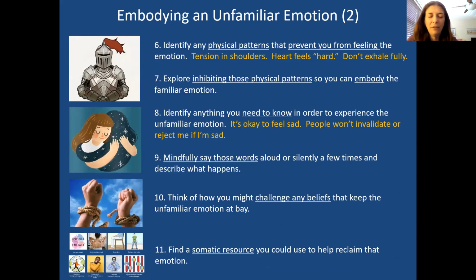I'm remembering being invalidated for being sad. So maybe I notice things such as tension in my shoulders, or my heart feels hard, or I don't exhale fully, my breath is shallow. Things like that perhaps prevent me from feeling that unacceptable emotion. So now what could I do? Could I explore inhibiting those patterns so I can embody the emotion?